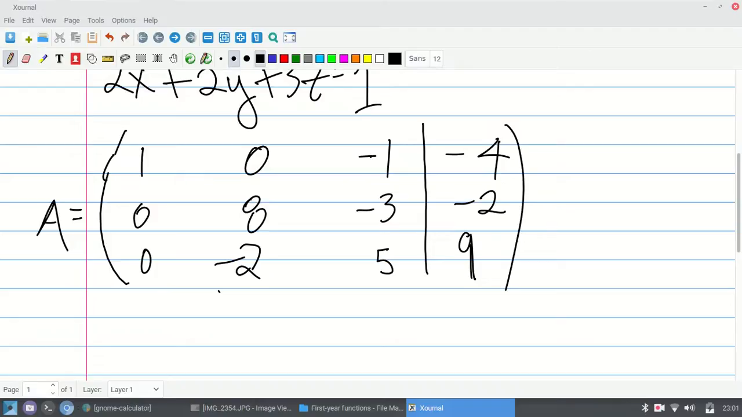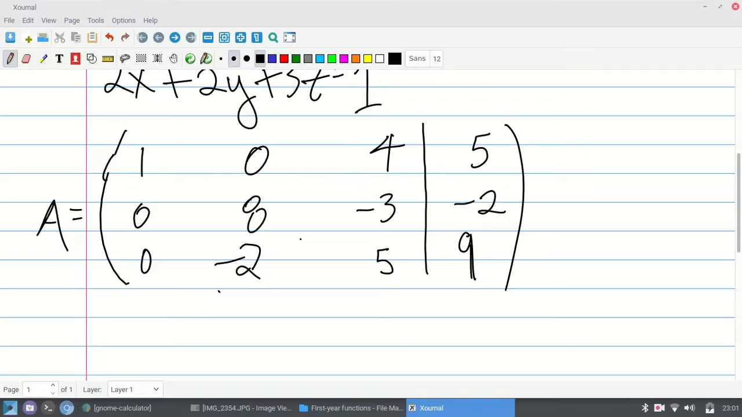5 plus negative 1, that's 5 minus 1, that's 4. I'm literally just adding, right? 9 plus negative 4, that's 5. Okay, and that's the final result there.